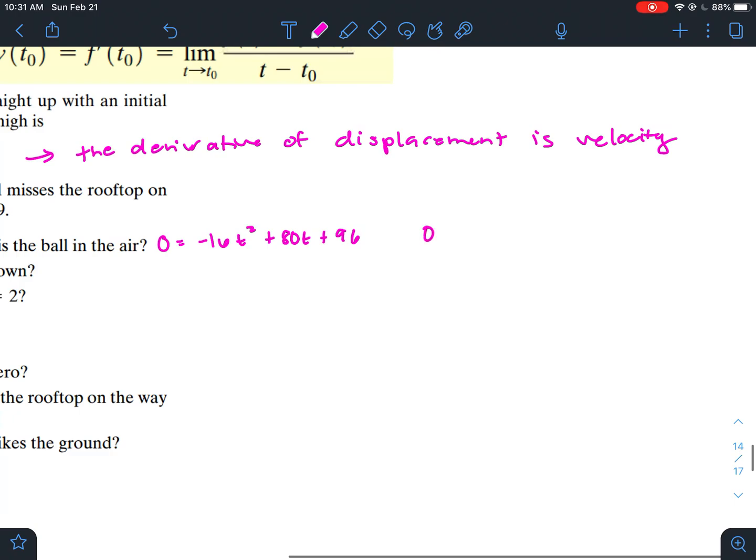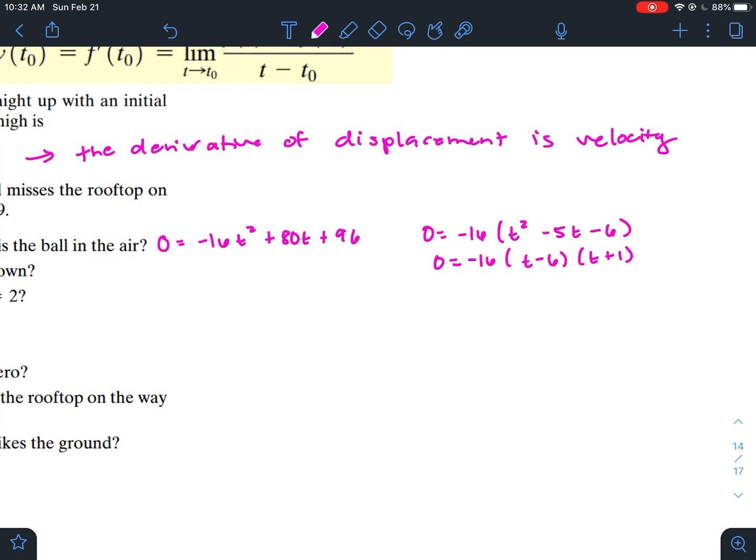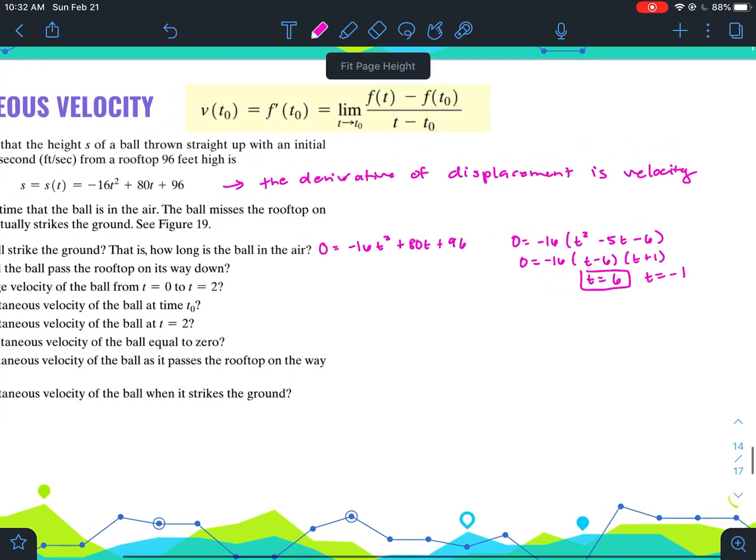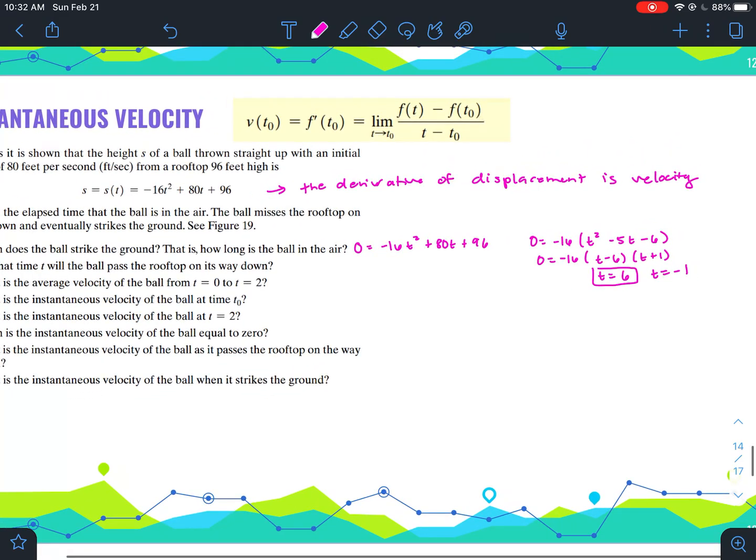Well, we can factor this. We can factor out a negative 16, and we would get t squared minus 5t minus 6. And so this would factor into t minus 6 and t plus 1. So the ball will be at a height of 0 at time equals 6 and time equals negative 1. So that means that after 6 seconds, the ball will hit the ground.